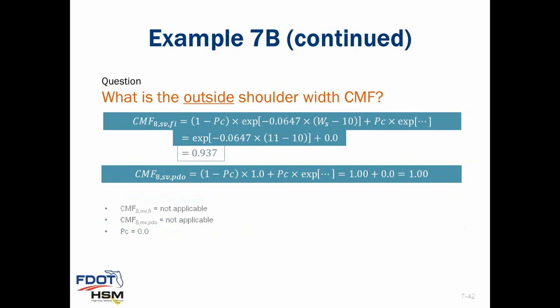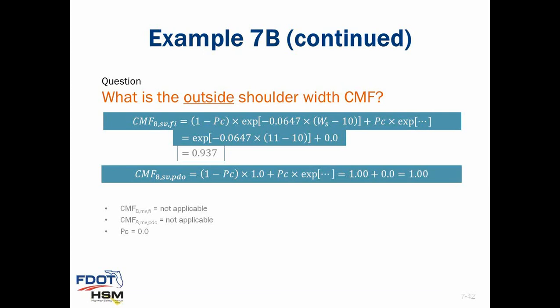Okay, now let's compute the outside shoulder width CMFs. We saw the two equations for this CMF back on slide 38. The CMF equations are repeated in the top half of this slide. Since there are no curves on the segment of interest, the variable P subscript C has a value of 0, which really simplifies the equations by eliminating one term.